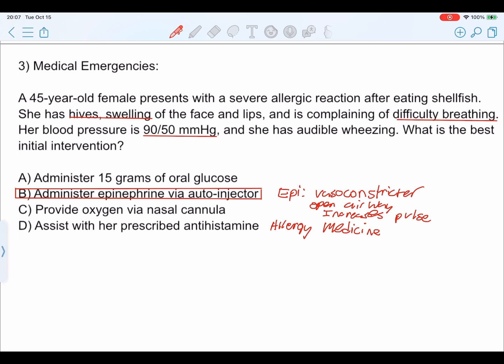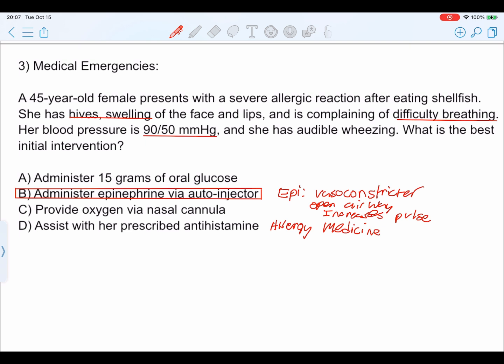Your heart pumps faster, right? It's pumping more blood out. It's pumping that blood out harder. What is that going to do to the blood pressure? It's going to raise the blood pressure. So this is exactly what we want. We have low blood pressure. Epinephrine raises blood pressure. We have difficulty breathing. Epinephrine opens those airways and makes breathing easier.